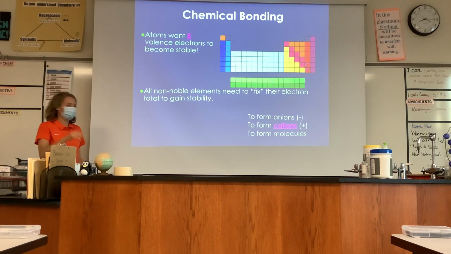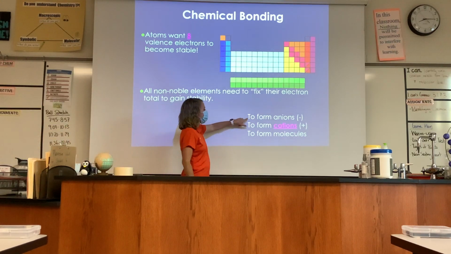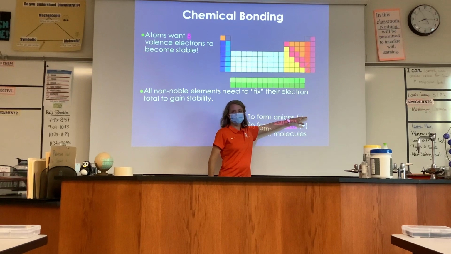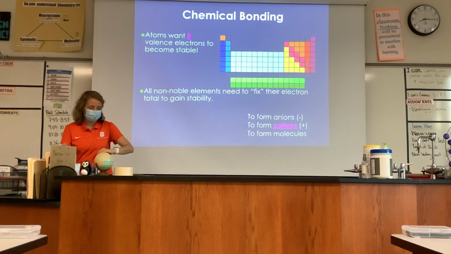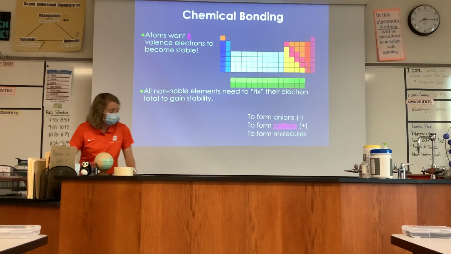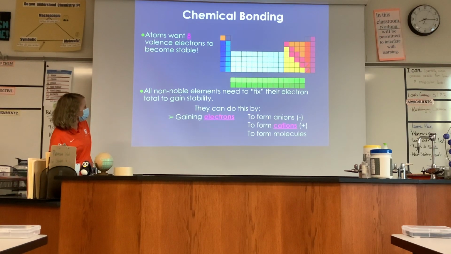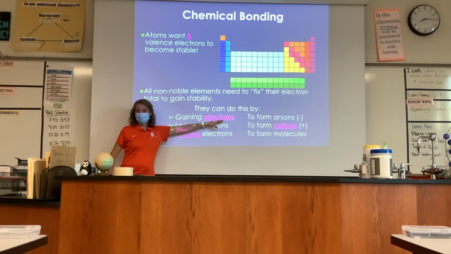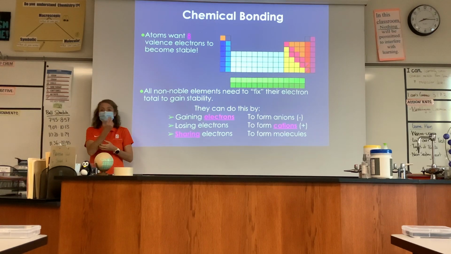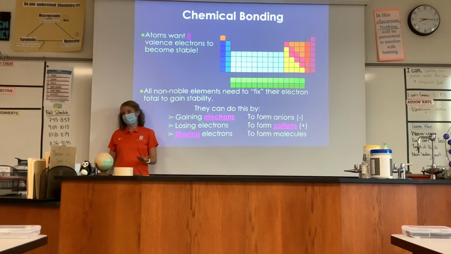Just a reminder of some vocabulary words we have talked about before. Anions are the negative ones, and cations are the positive ones. So that's one of the ways they can form. Okay, so the different ways that they can achieve this octet is by gaining, by losing, or by sharing.